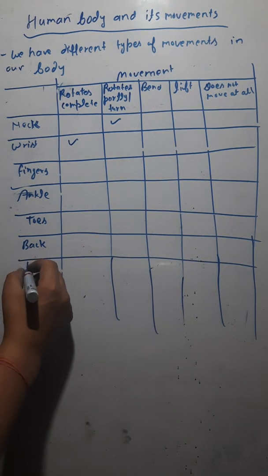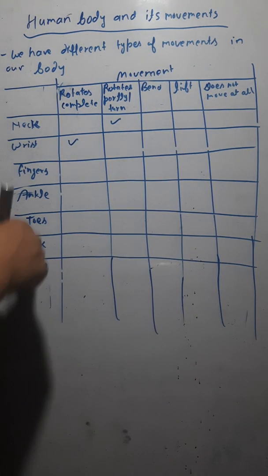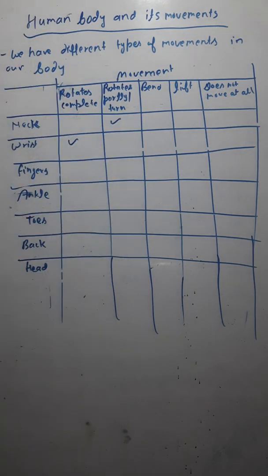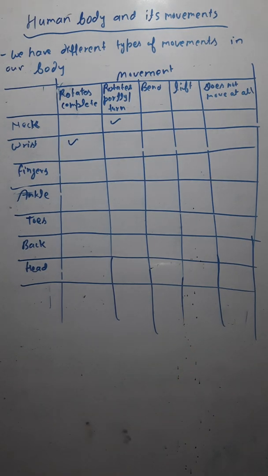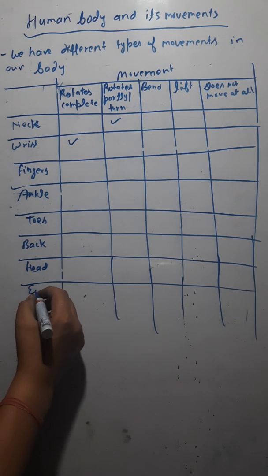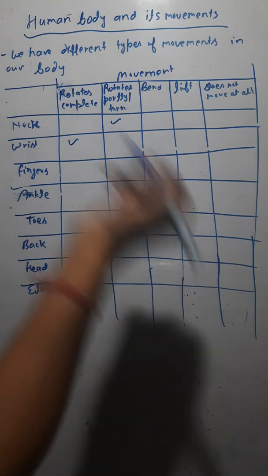Then how would you move your head? I think we can rotate our head completely. Yes, we can rotate our head completely. So here you would tick. Then we have the next movement, that is, how do you move your elbow? Yes, you can lift it.